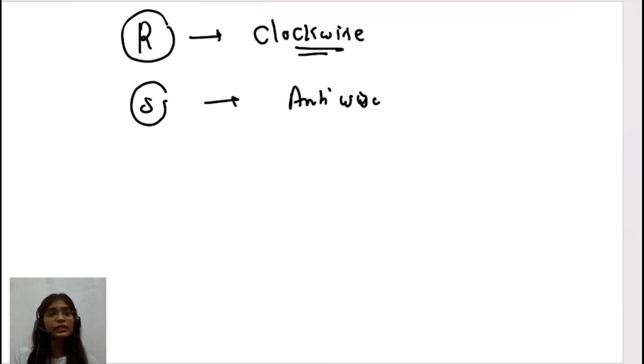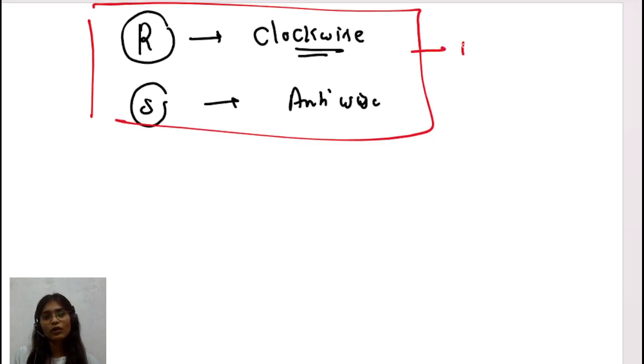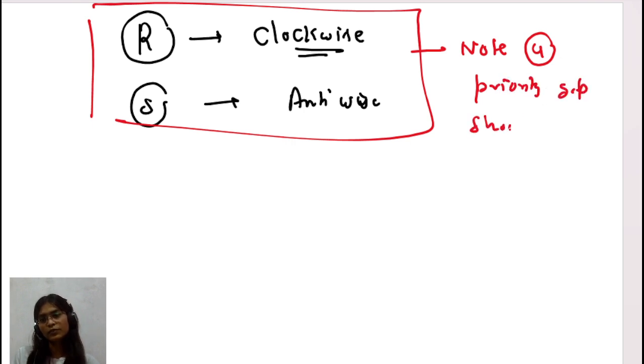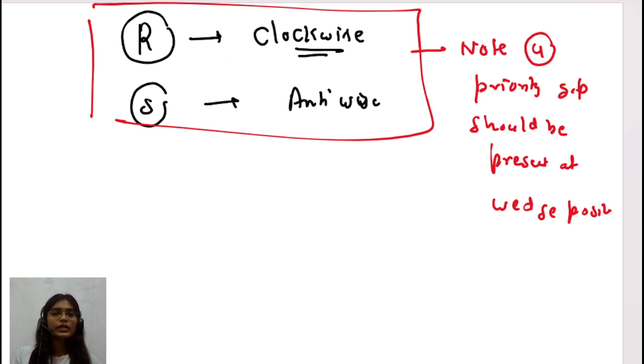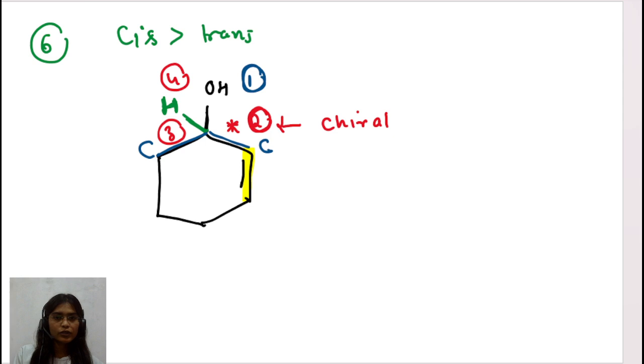But there are some terms and conditions that apply. What is this condition? For this, there is a catch: the fourth priority group should be present at the wedge position. So let's apply the rule. For example, let's just solve this question, the same question.